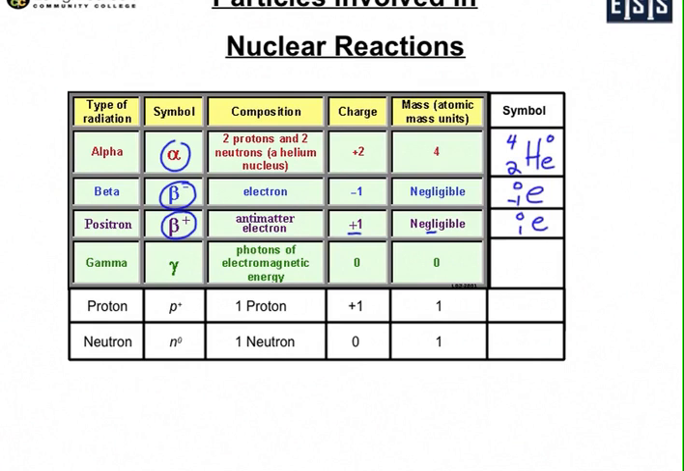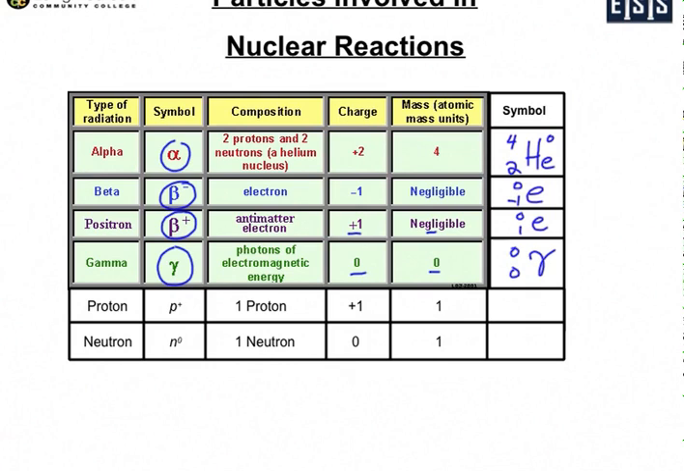In gamma radiation, we have this symbol here. And gamma radiation isn't really a particle. It's a photon of electromagnetic energy. Essentially, it's just energy being released from the nucleus. So there is no change in charge in the nucleus, no change in mass of the nucleus. And we represent that again with this gamma symbol with 2 zeros. There's no mass change and no charge change or proton change.